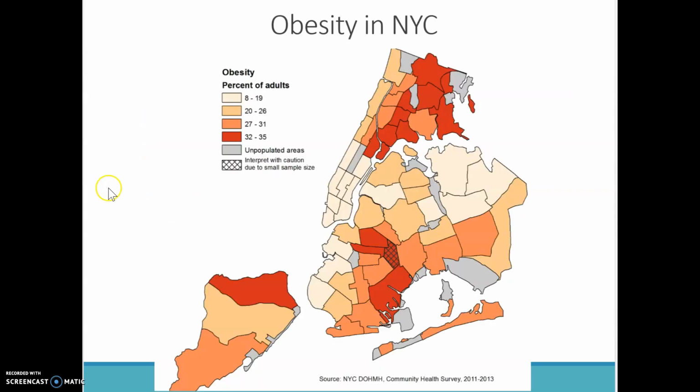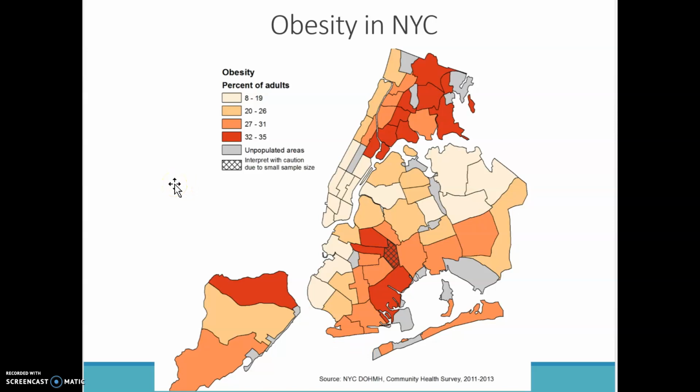So here's an example of stratification in something that's completely different from COVID-19. This was stratification by what's called the community districts of New York City. This is a map that was done by the New York City Health Department, and they were interested in stratifying by community districts, which are sub-communities within the larger boroughs.